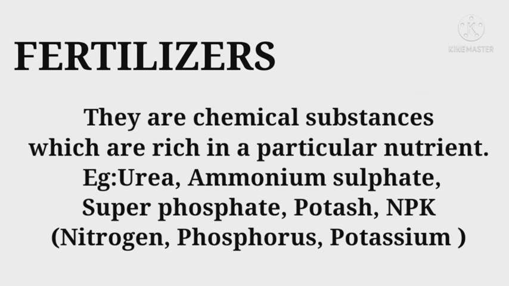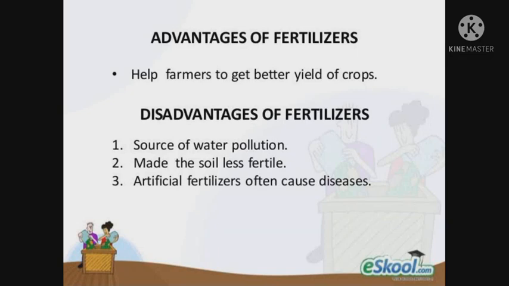Fertilizers are chemical substances which are rich in a particular nutrient. Examples: urea, ammonium sulfate, superphosphate, potash, NPK fertilizers. That means it includes nitrogen, phosphorus, and potassium. Advantages of fertilizers: it helps farmers to get better yield of crops. Disadvantages of fertilizers: it will cause water pollution. It makes the soil less fertile. Artificial fertilizers often cause diseases.